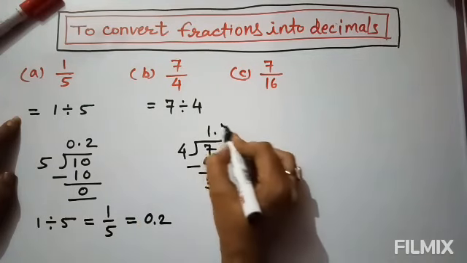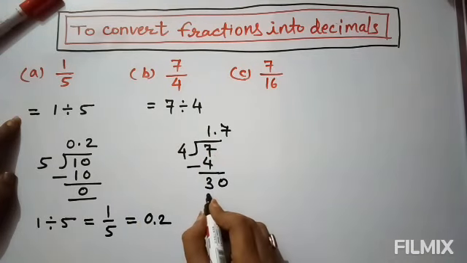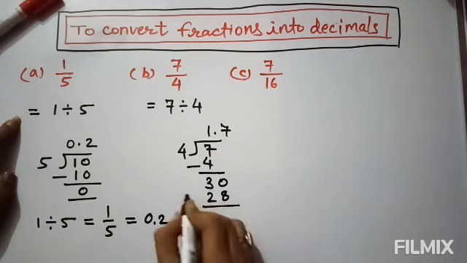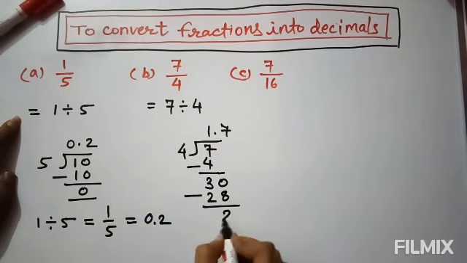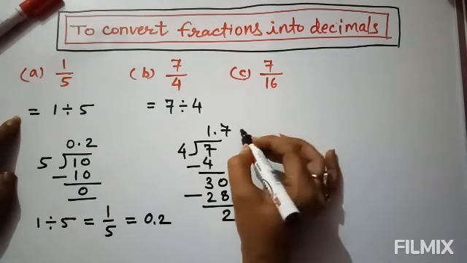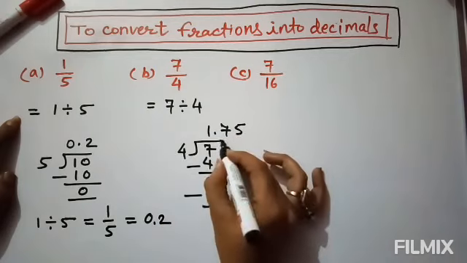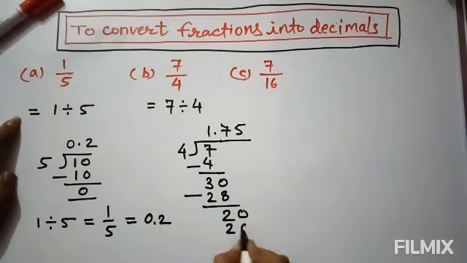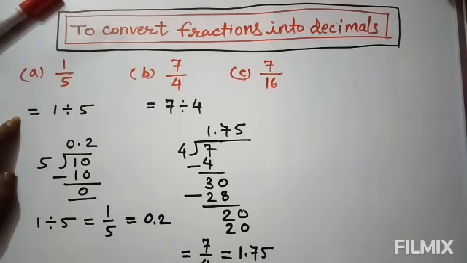Now 4 7s are 28. Subtract the number, we will have 2 and increase one more 0, so it will divide completely. 4 5s are 20. So what is the answer of this question? 7 upon 4, in decimal form, we will have the answer 1.75.